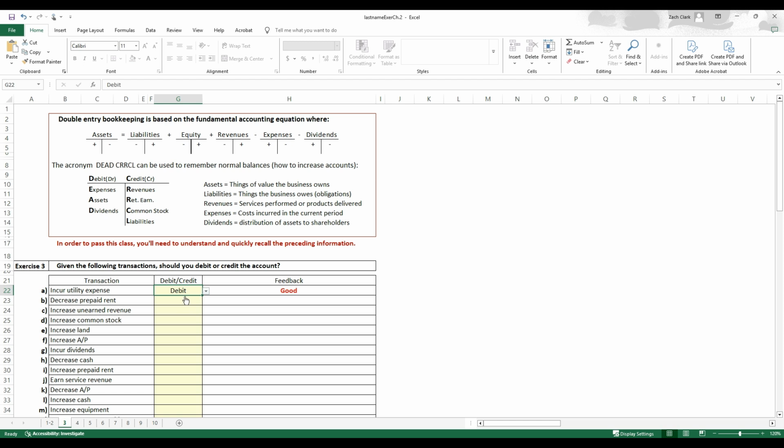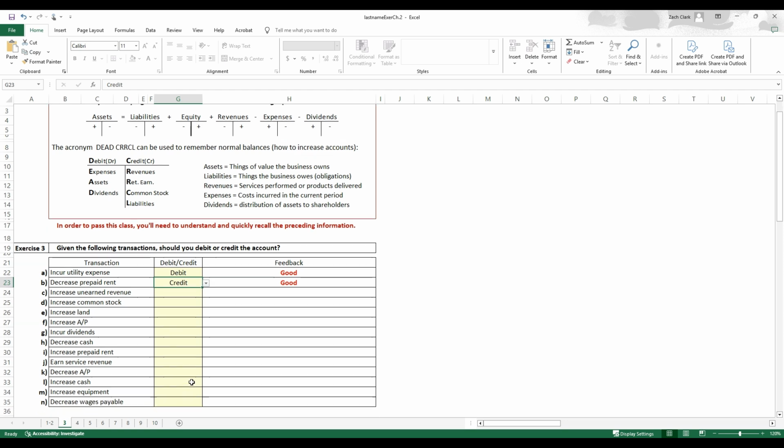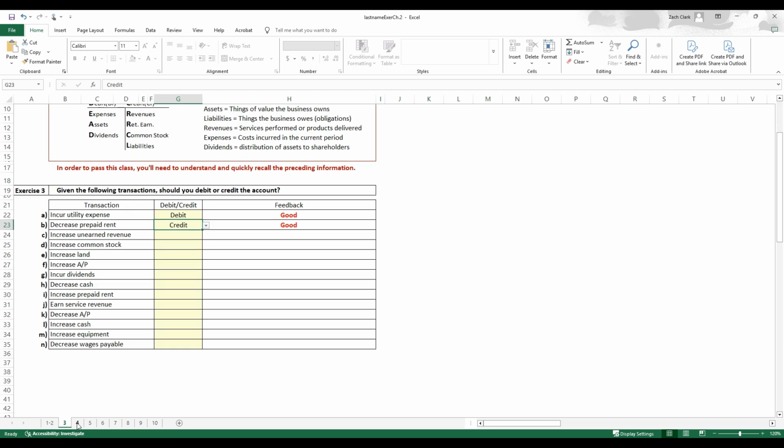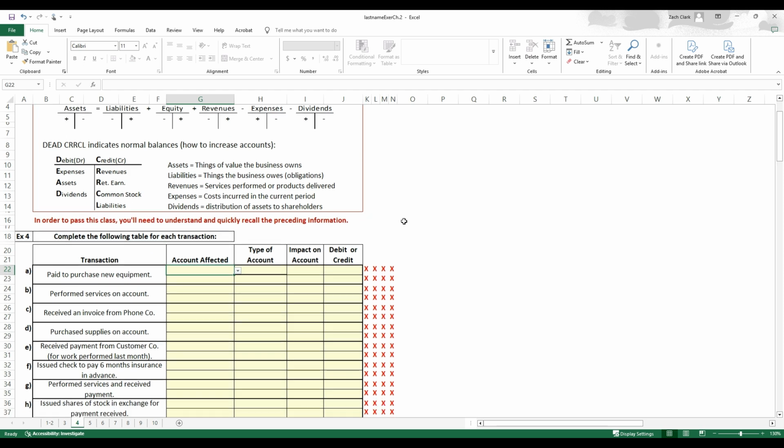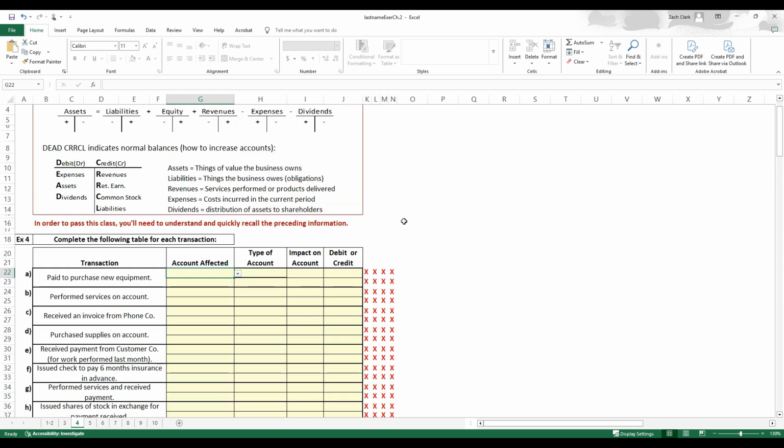And so you'll see selecting crediting to reduce an asset here. So our feedback tells us good, or if we do the wrong answer, it'll give you an explanation there. So that is the way to answer those correctly. Again, I'll let you all kind of work through those. This is a very similar type of problem and exercise.